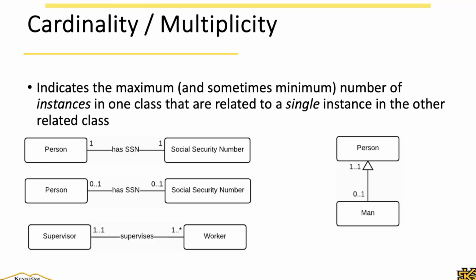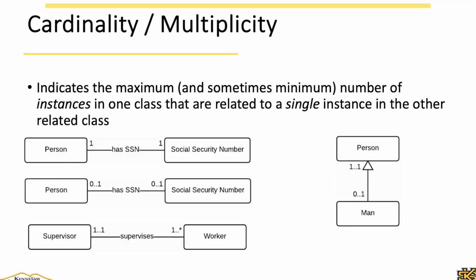So we'll read from left to right. The supervisor can have one or many workers, and we show this with the 1 dot asterisk. And on the other side, a worker can have only one supervisor, so we show it with 1 dot 1 next to the supervisor.